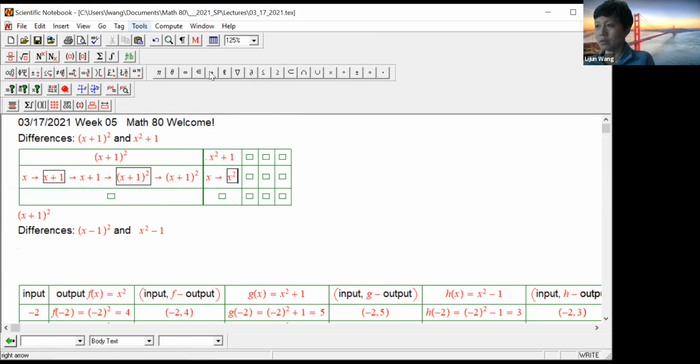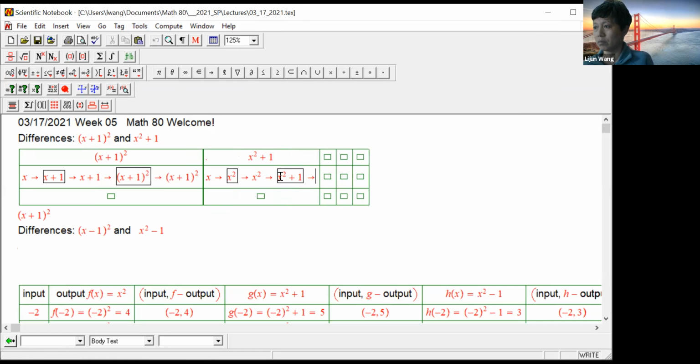Okay, it comes out x squared. And then after that, we take that output over here and we plus 1. And afterwards, you get x squared plus 1. Do they have the same output for the same input? In most cases, different.